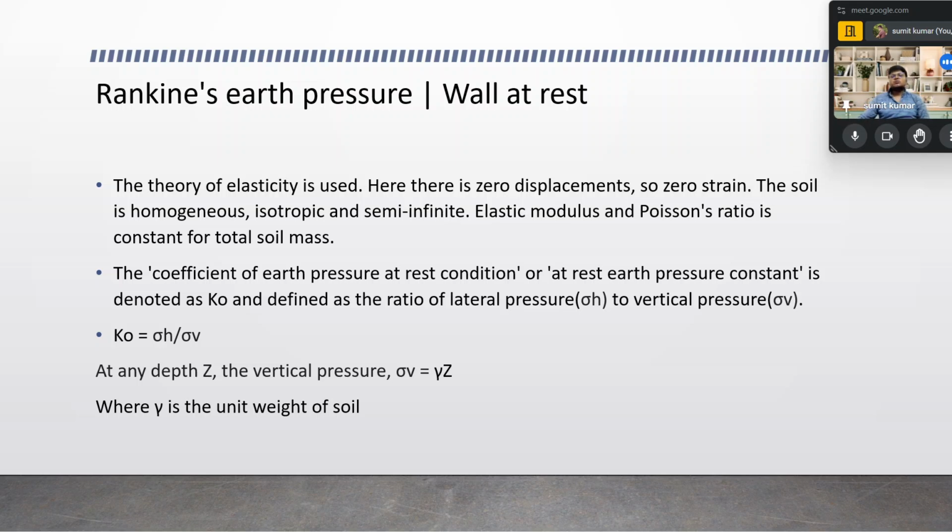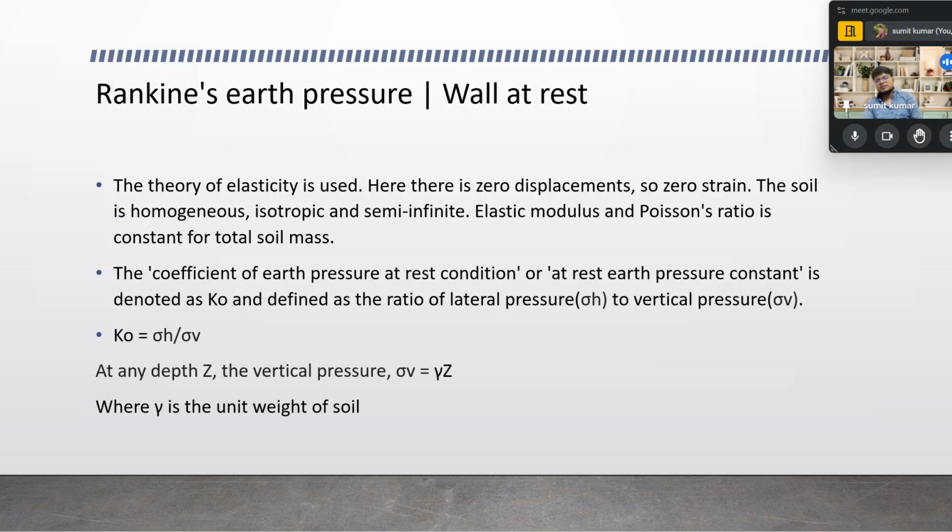Okay. So we are talking about the Rankine earth pressure theory when the wall is at rest. Over there, the coefficient of earth pressure is also there. It is not the case that the coefficient of earth pressure is only calculated in the active or passive state of stress. It is calculated for the state of stress when the wall is at rest. But over here, the theory of elasticity is used. Hence, there is zero displacement, so zero strain, and the soil is homogeneous, isotropic, and semi-infinite.